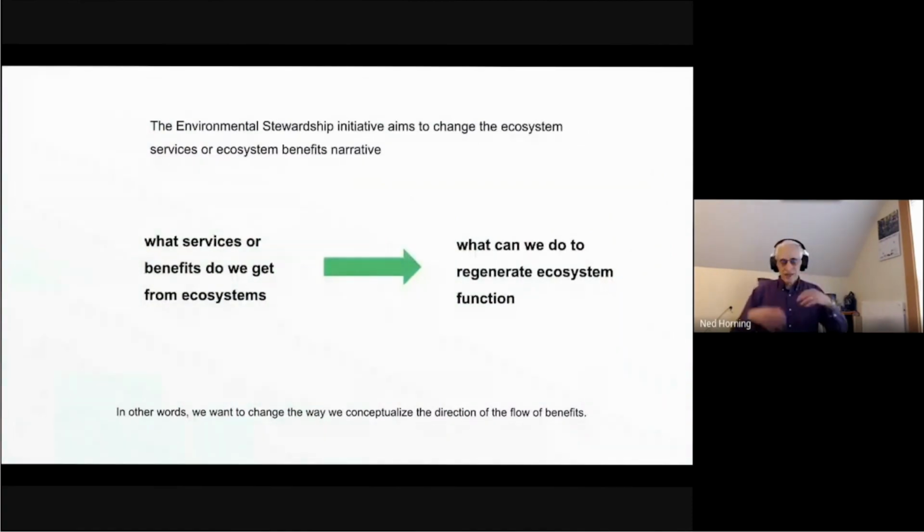So I'm trying to come up with some sort of keystone phrase that I can say that summarizes what we're trying to do. And I'm still working at it, but one of the concepts is that we're trying to shift the direction of the benefits related to ecosystems. Because right now, most people seem to think of, what benefits or what services are we receiving from ecosystems instead of, how can we contribute to the ecosystem? So basically changing the direction of that arrow. And that's what we're trying to do in this environmental stewardship initiative.